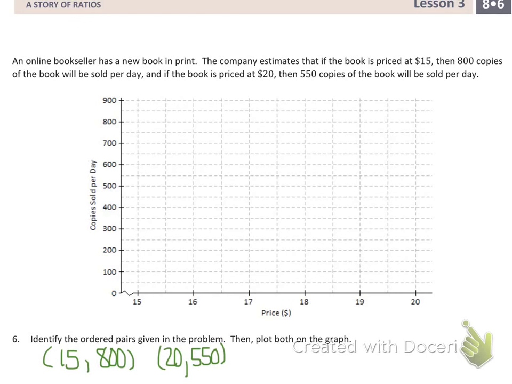Okay, so we can plot both of those on our graph right away. So 15 goes with 800, and at $20 we would sell fewer. We would only sell 550, is that right? Yeah. So we'd sell 550 if we priced it at 20.